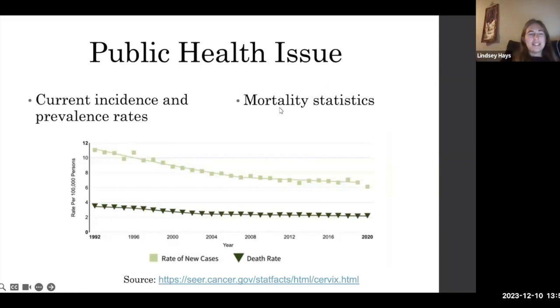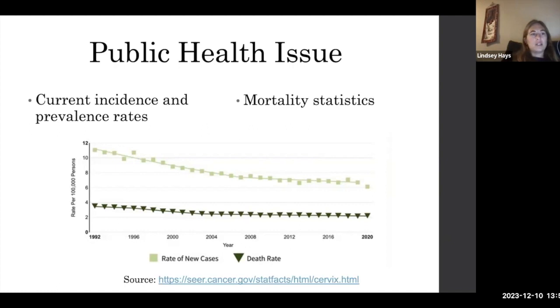Hi, so I'm Lindsay. I'm going to be talking about the public health issue of cervical cancer. I'm going to start off by talking about the current incidence and prevalence rates. The incidence rates are the new cases, and the prevalence rates are the cases that already exist.